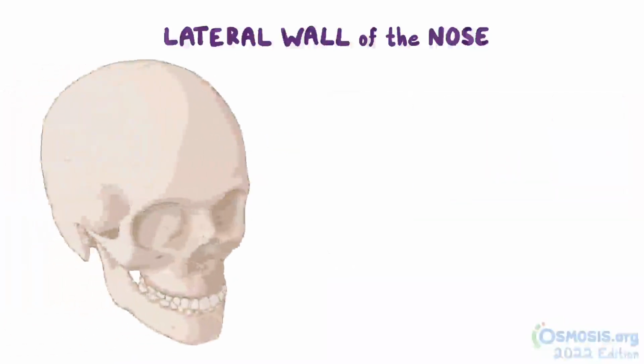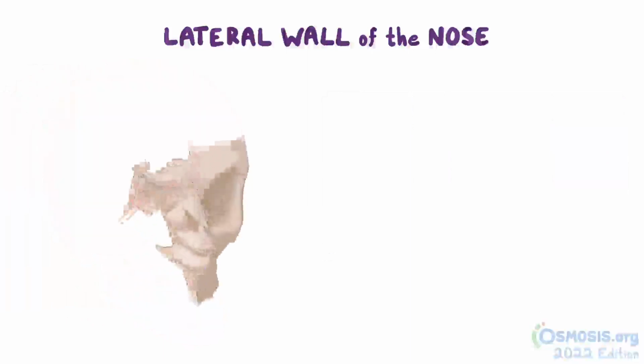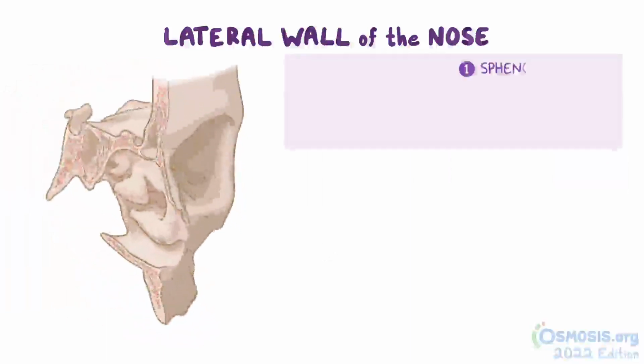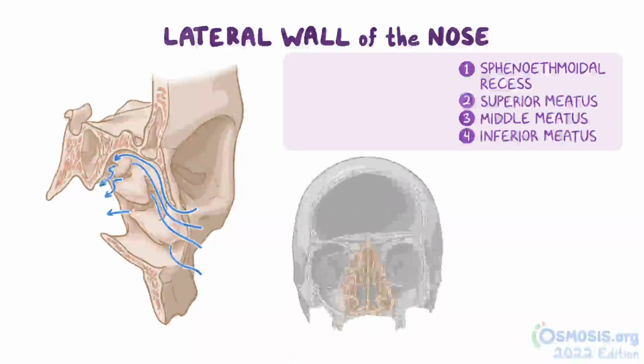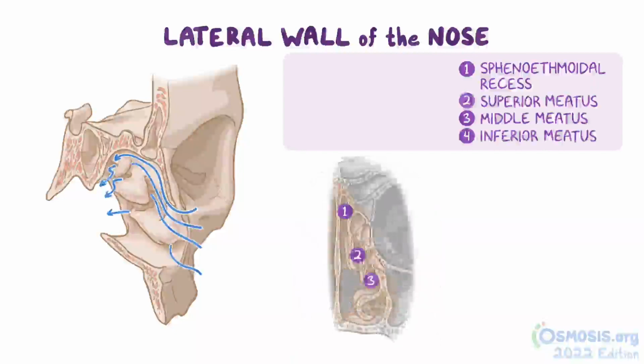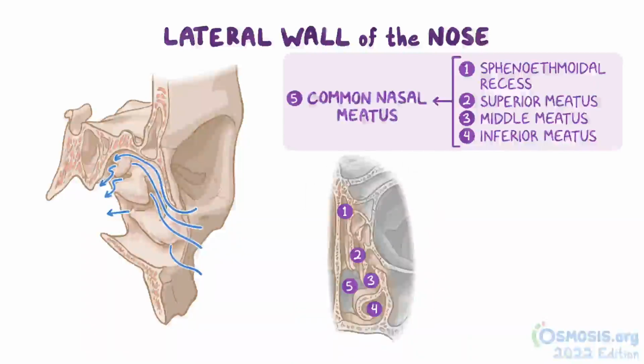These concha divide each nasal cavity into 4 lateral air passages. The sphenoethmoidal recess, located above and posterior to the superior concha, and the superior, middle, and inferior meatus, located below their respective concha. These 4 lateral passages open medially into a 5th air passage, called the common nasal meatus.